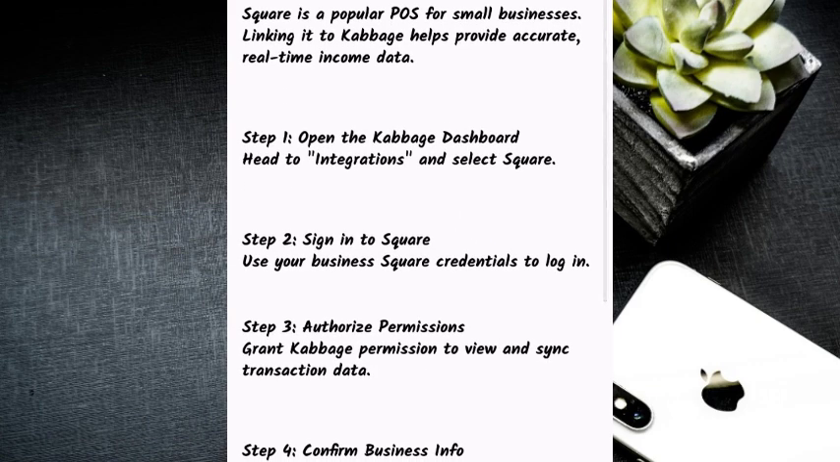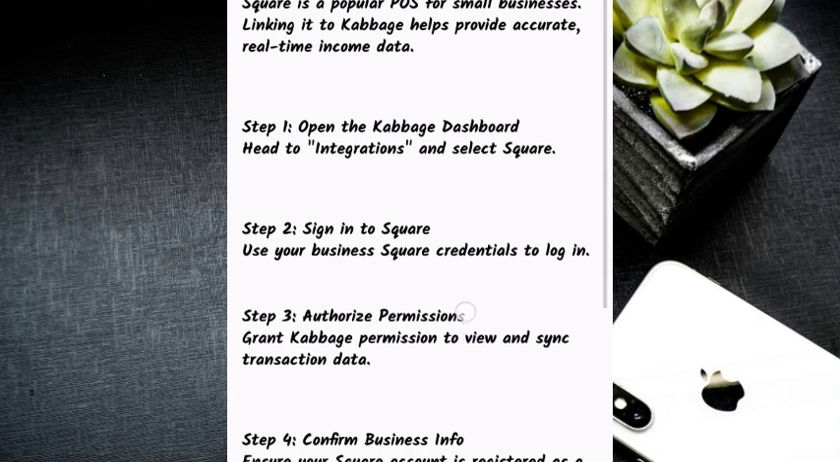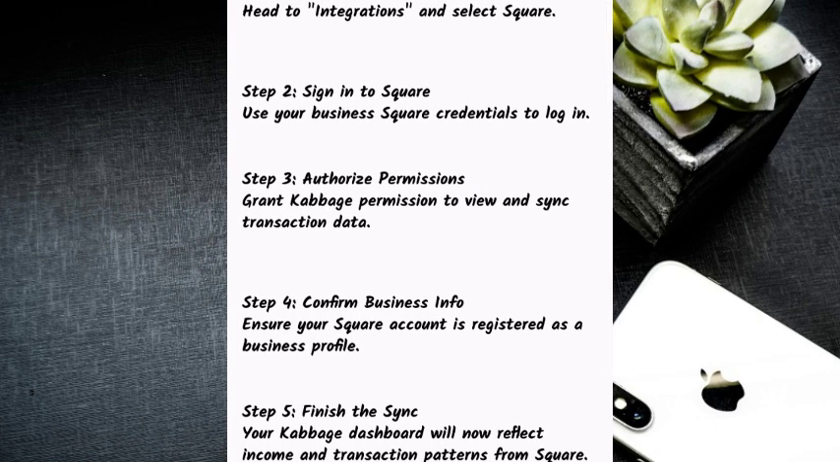Step 2, sign into Square. Now you can use your business Square credentials to log into Square on Kabbage. Step 3, authorize permissions. Now you got to grant Kabbage permission to view and synchronize transaction data. So go ahead and grant that permission.